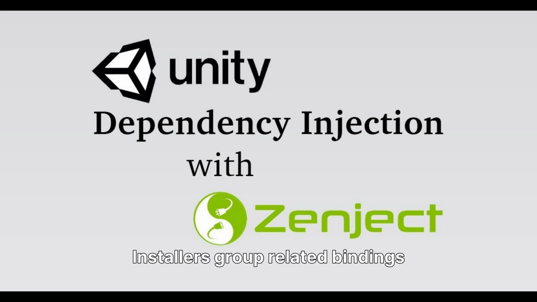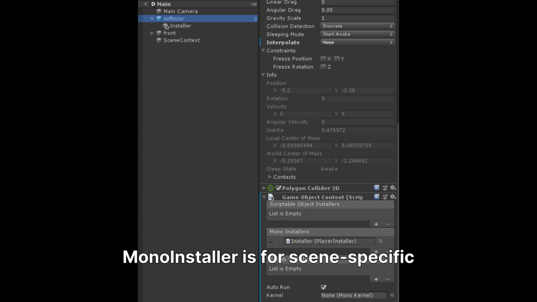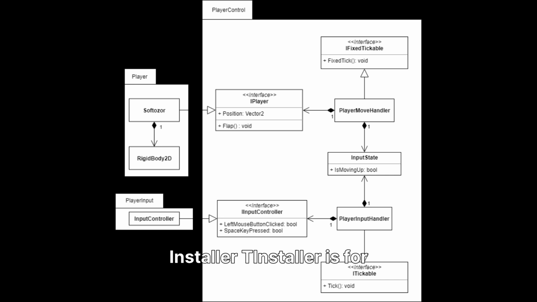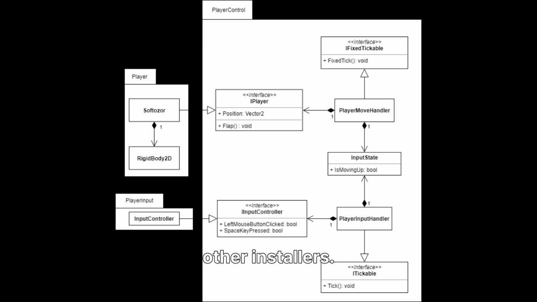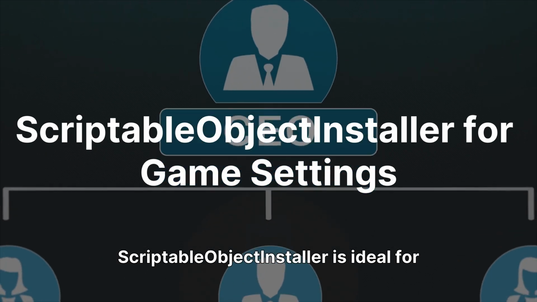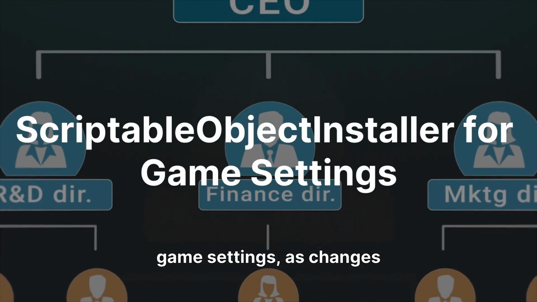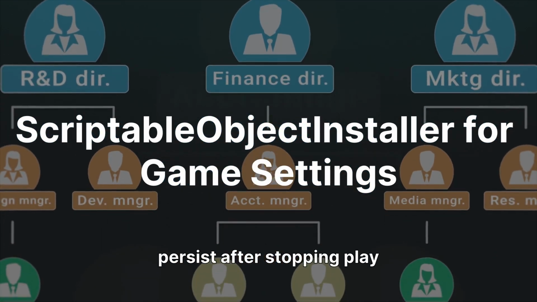Installers group related bindings for reusability and come in different forms. MonoInstaller is for scene-specific bindings and can be attached to a game object. Installer<TInstaller> is for non-MonoBehaviour installers, called from other installers. ScriptableObjectInstaller is ideal for game settings, as changes persist after stopping play mode.